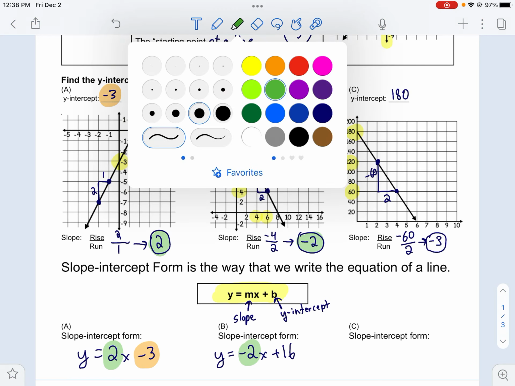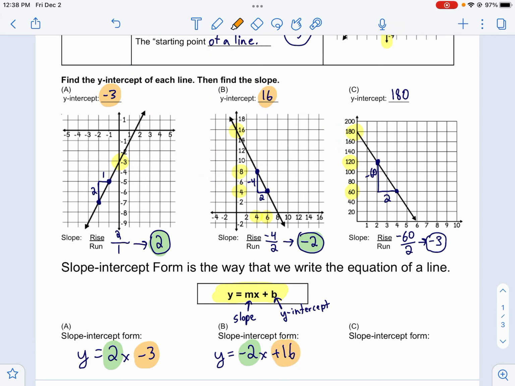Take a second to pause and try on your own to write the slope-intercept form for line C. Hopefully you wrote y equals negative 3x plus 180. Again, the number in front of the x is our slope, and the number by itself is our y-intercept.